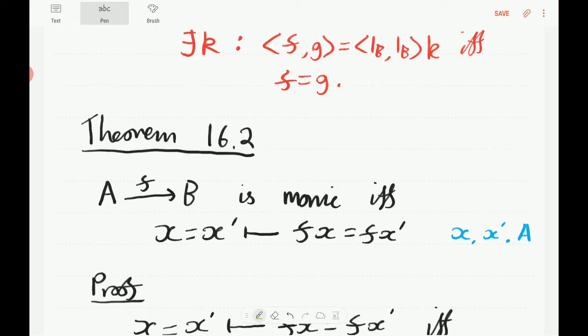More concretely, what this theorem 16.2 means is that, say we have an arrow f from an object A to an object B in a topos, that's going to be a monomorphism, in other words monic, if and only if for our variables x and x dash of type A, we have that x equals x dash always implies fx equals fx dash.